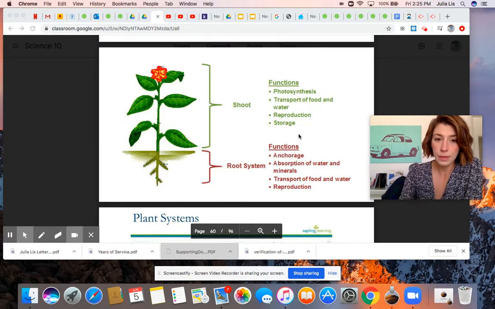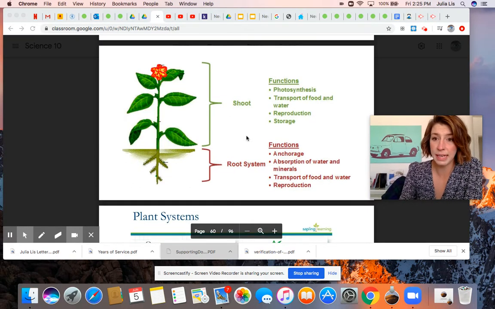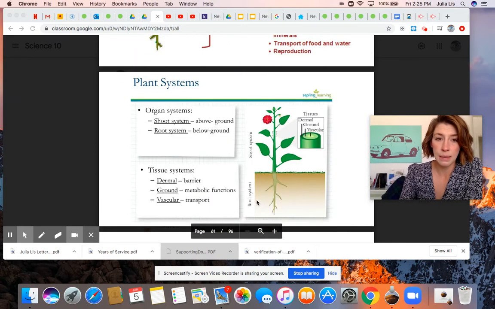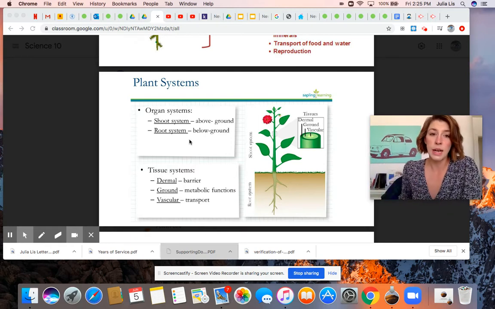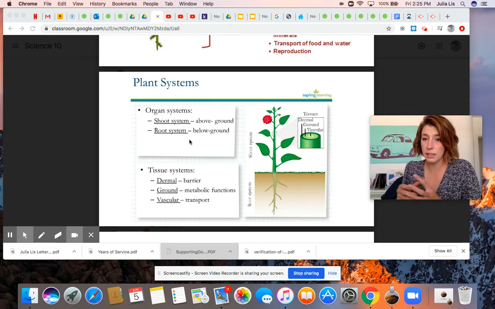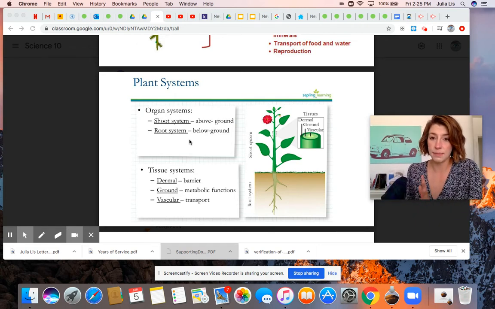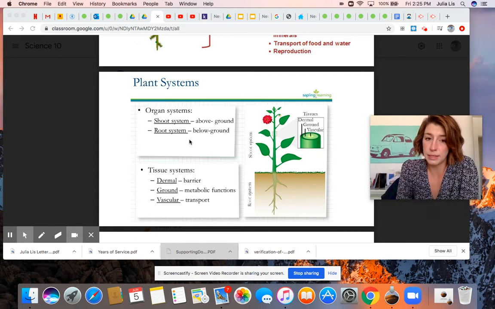So those are the two main organ systems, or systems of plants. Okay. Again, so your organ systems are going to be your shoot and your root systems. Those are the two big ones. And then we have tissues. So we're getting a little bit more complex in how we're organizing the components of a plant. And so the different tissue systems, just like you and I actually have smooth muscle, we have cardiac muscle, striated muscle.